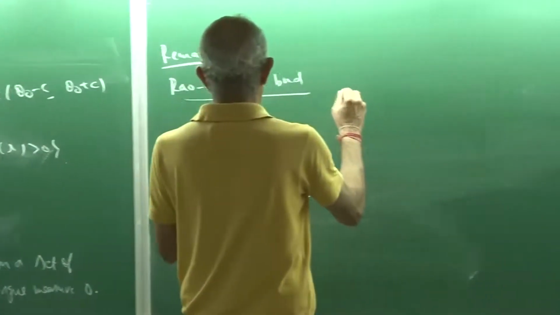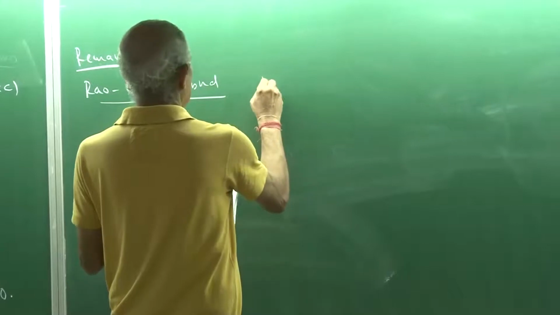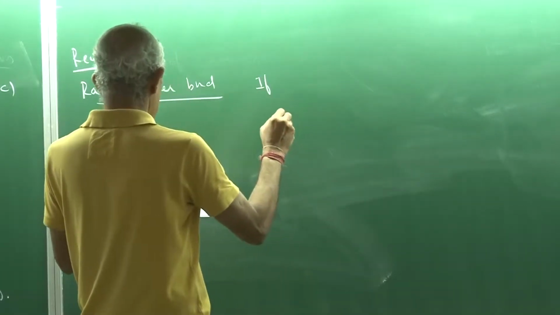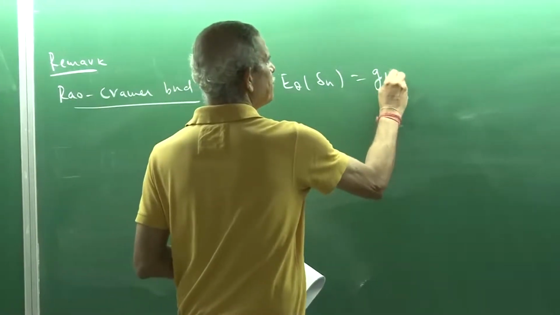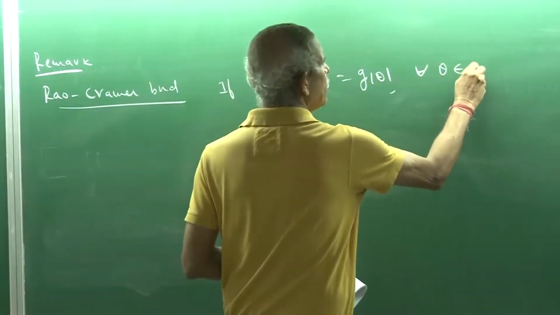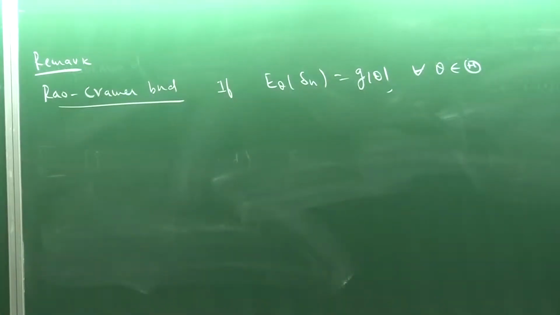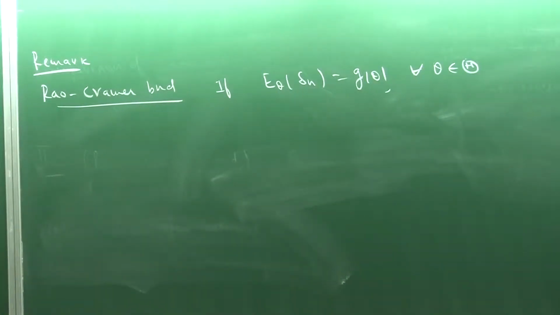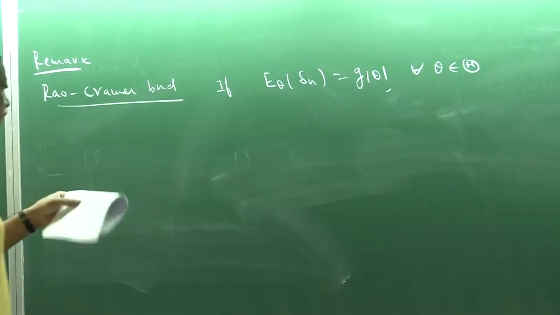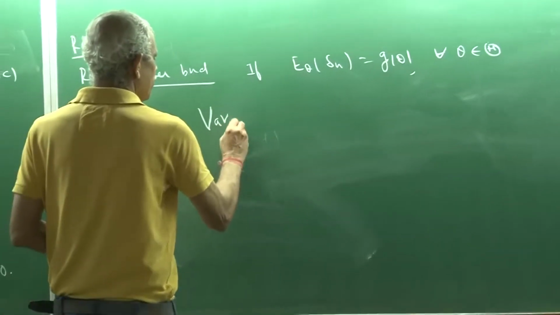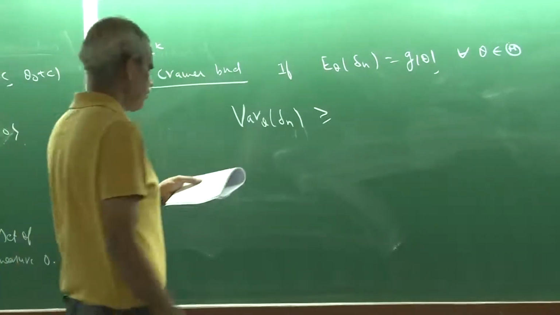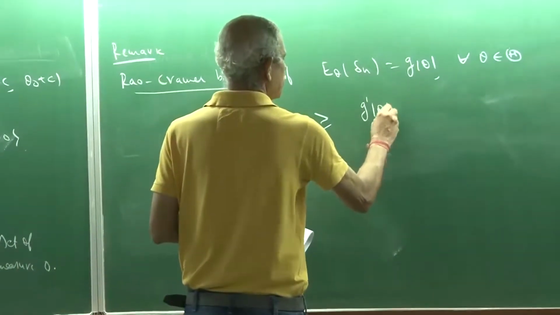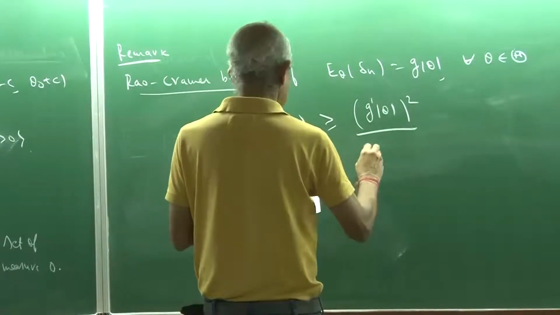It says if the expected value of delta n is g theta for every theta belonging to capital Theta. So delta n is any estimator for which the expected value of delta n is g theta for every theta, and the regularity conditions of the last theorem are satisfied, then the variance of delta n is always greater than or equal to g prime theta whole square by n times I theta.